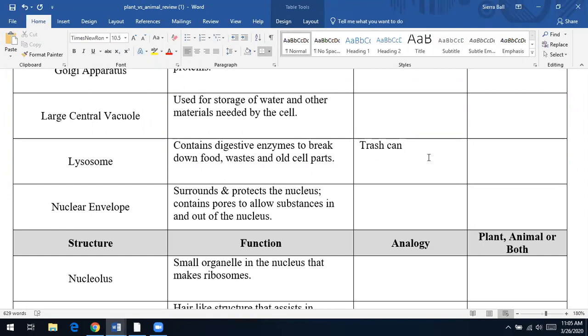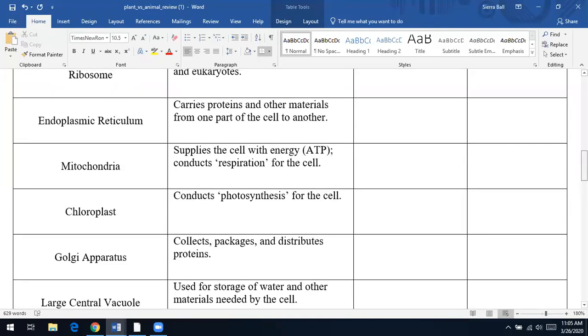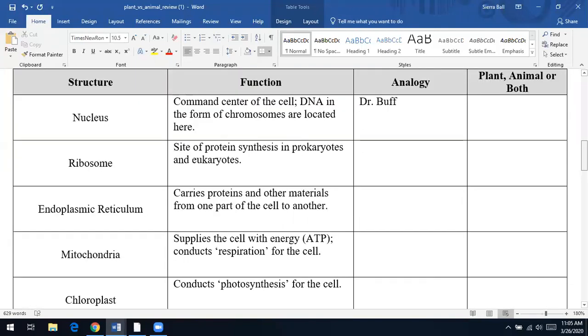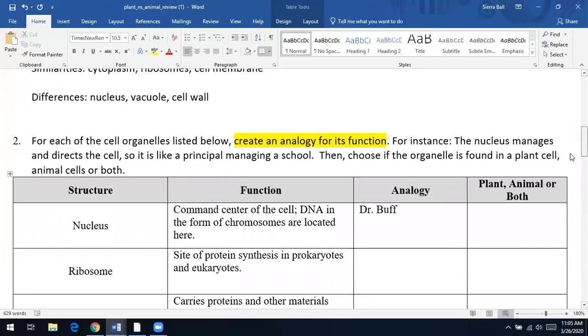You sure you understand what I want you to do? So we have to take a picture? Right, so I'm going to know what your organelle is. Take a picture and upload it and tag me in it on Instagram, okay? You don't want to do that? Complete the chart.